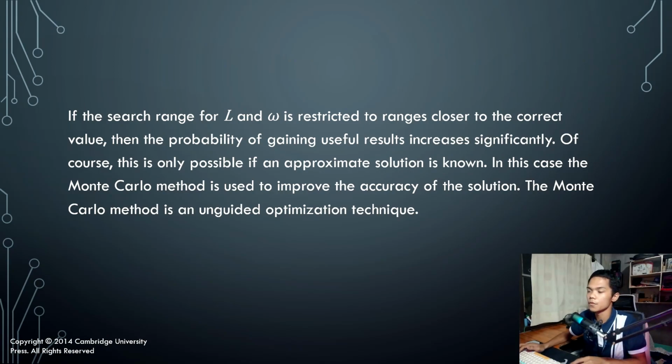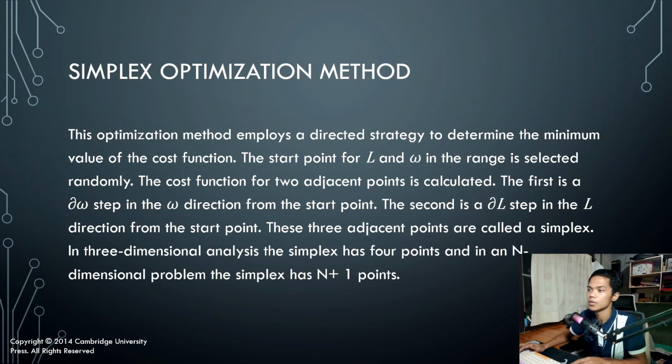If the search range for L and omega is restricted to ranges closer to the correct value, then the probability of gaining useful results increases significantly. Of course, this is only possible if an approximate solution is known. In this case, the Monte Carlo method is used to improve the accuracy of the solution. The Monte Carlo method is an unguided optimization technique. There you have it. So now let's talk about the simplex optimization method.